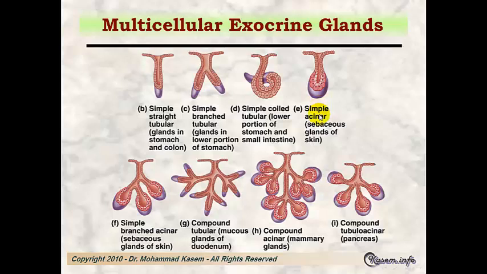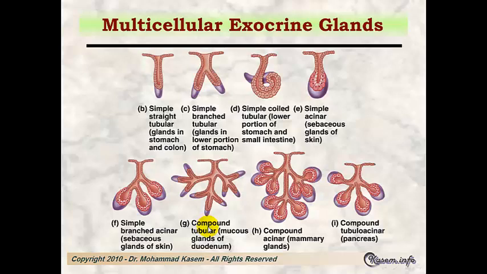And the simple acinar. The simple acinar means that it has acini. Acinus is the singular, the plural is acini, which are spherical units of secretion that are found in the glands. This one is called a simple acinar gland, like the sebaceous glands of the skin. And this one is simple branched acinar, like the sebaceous glands of the skin.